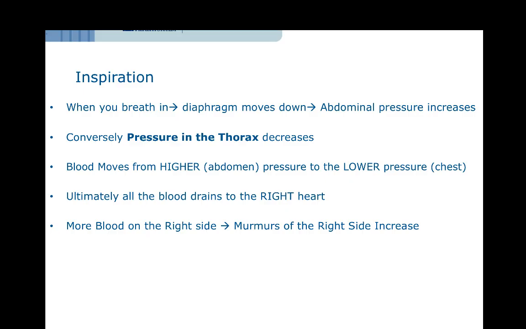Now, we all know blood loves to move from a higher pressure to a lower pressure. Now, we have a higher pressure in the abdomen and a lower pressure in the chest. So, obviously, your blood wants to come back to your chest. And what is in your chest? It's your heart. So the first place that the blood drains to is the right side of the heart. With more blood on the right side of the heart, murmurs of the right side will increase because, again, you have more blood, more medium to make noise.